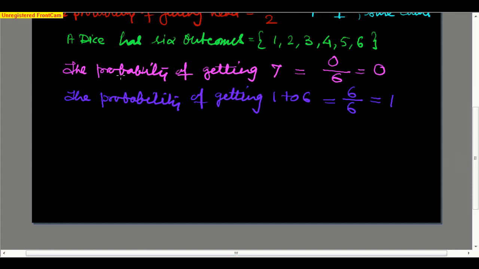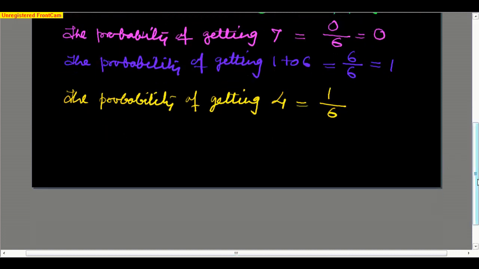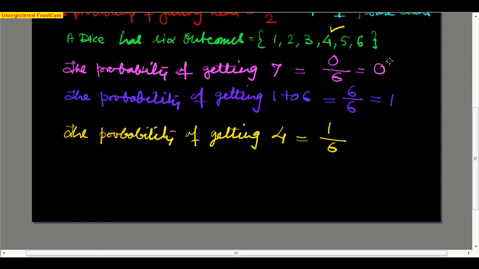Now in a dice we have seen that the total outcomes are 6, and we have to find the probability of getting any one number out of these 6. The probability of getting 4: there is only one 4 here, the favorable outcome is 1 and the total number of outcomes is 6, so we'll get 1 by 6. In this way, the probability of any number out of the total outcomes is 1 by 6.